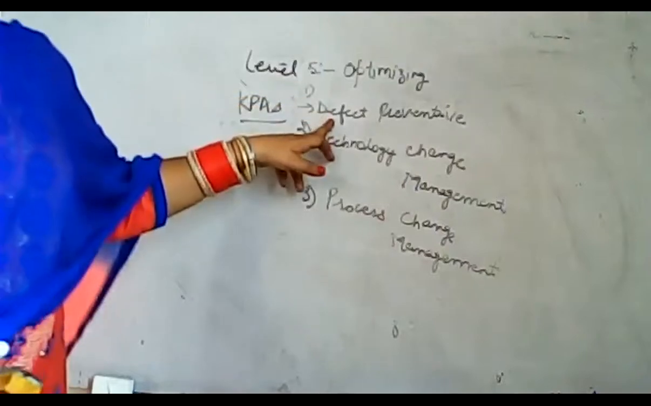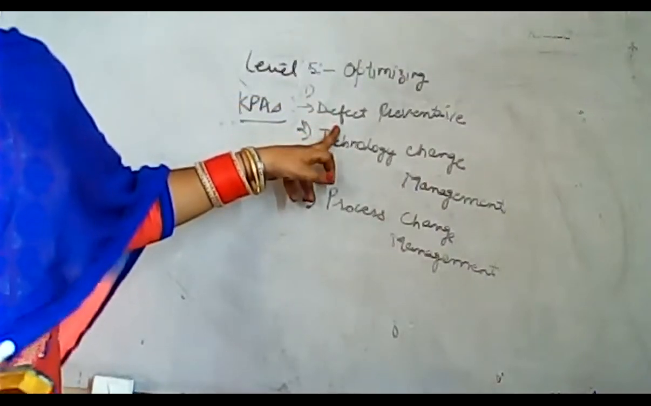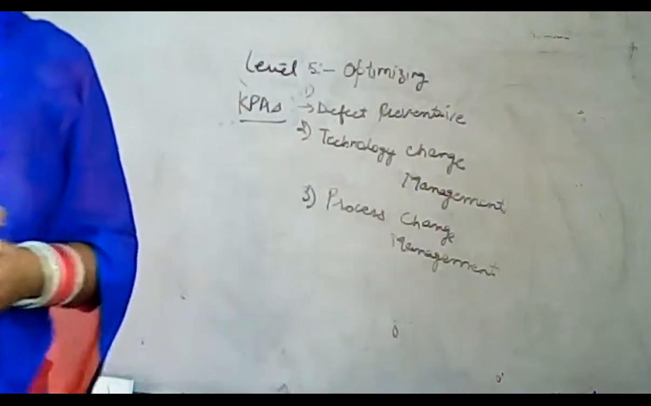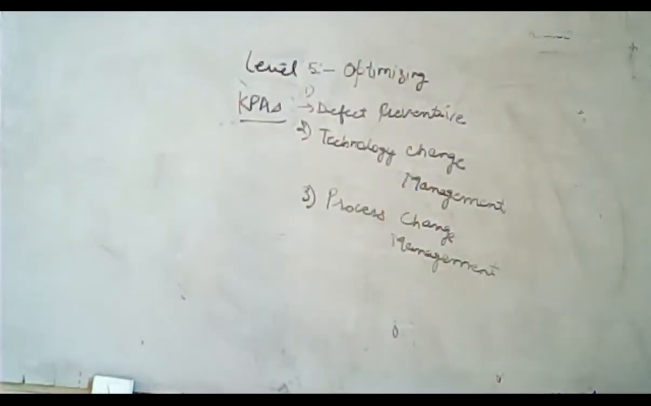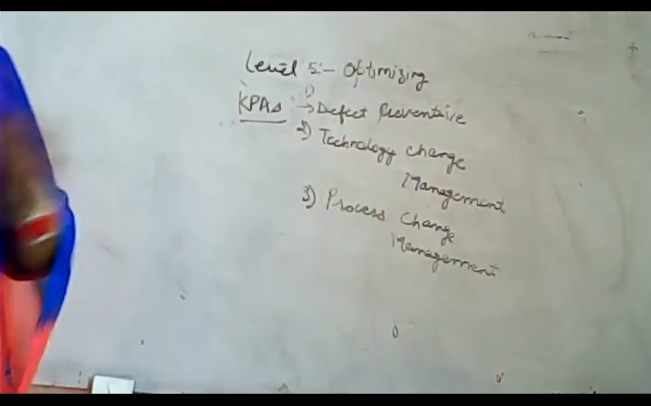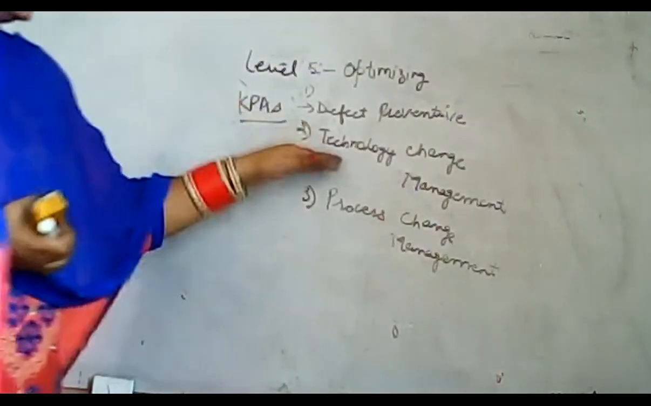First is defect prevention. In this key process area, it should identify the causes of defects and prevent them from recurring. So what are the causes, and we should prevent them from occurring. That should be our concern in the case of level 5, the optimizing level. Next is technology change management.